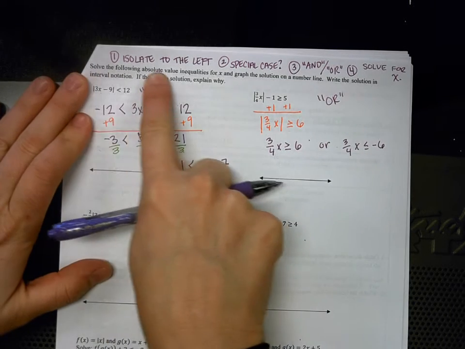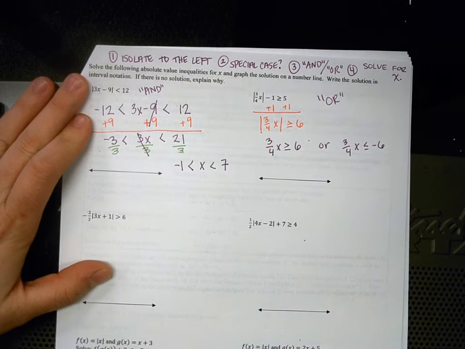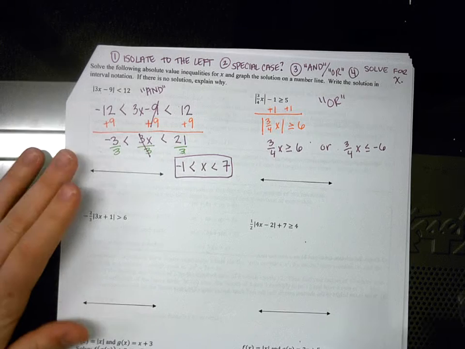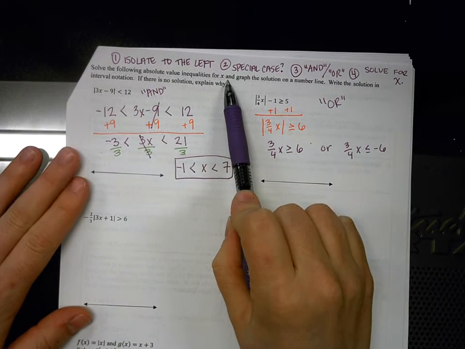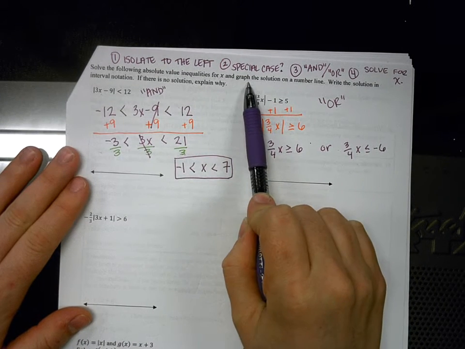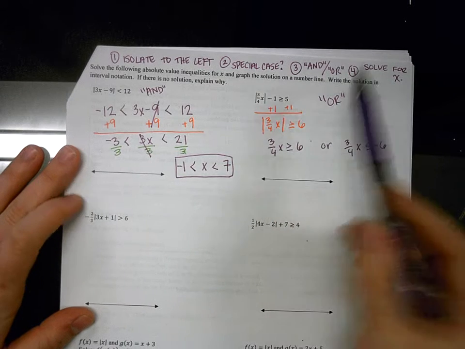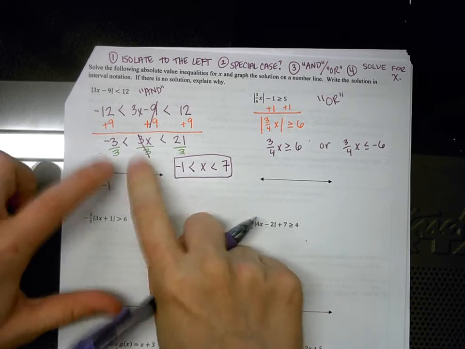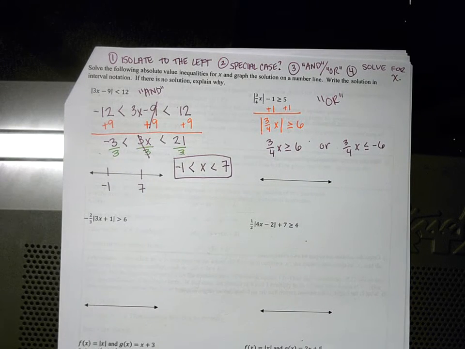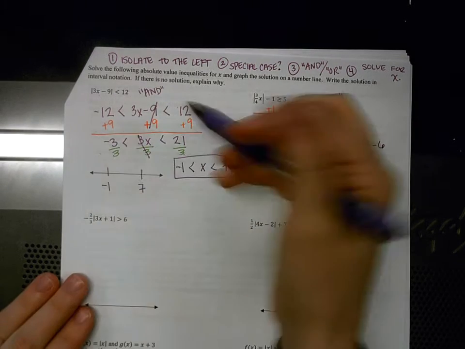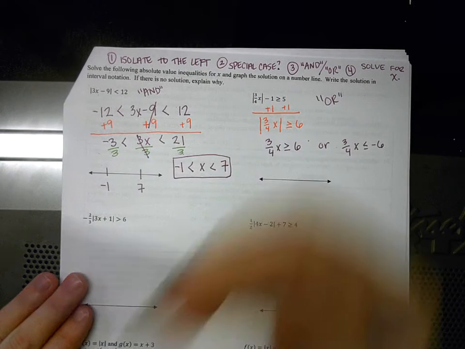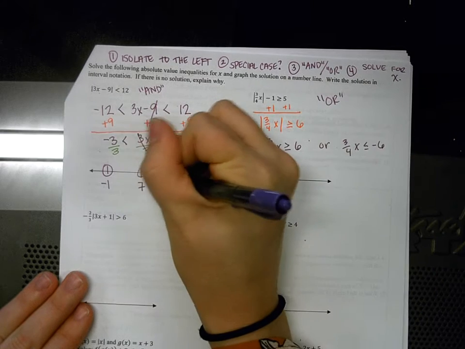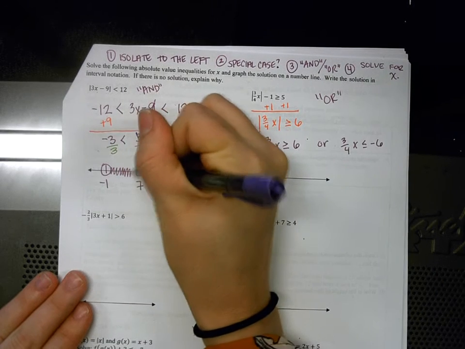So, solve the following absolute value inequalities for x. That's what we just did. There's a lot of instructions at the top, so don't miss anything. And graph the solution on a number line. Here's negative 1, here's 7. Is your x going to be on the outside or in between those values? In between. Can x be equal to negative 1? No. Can x be equal to 7? No. Only the values in between negative 1 and 7.